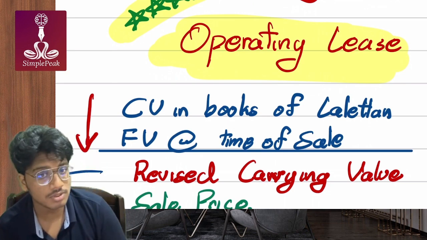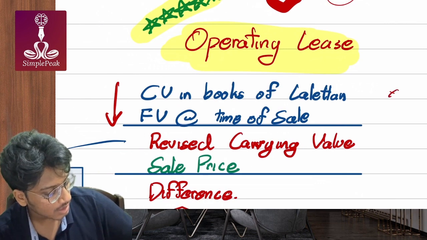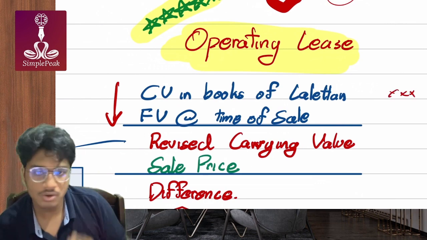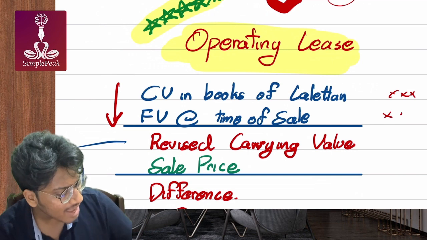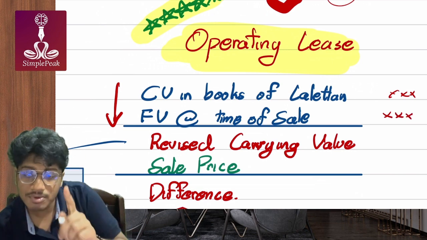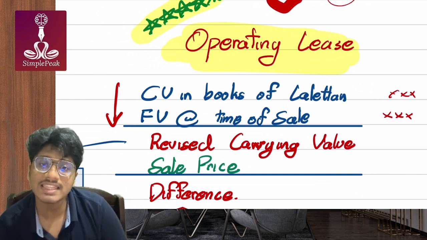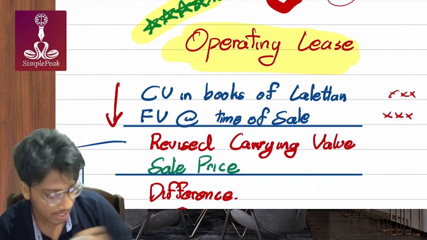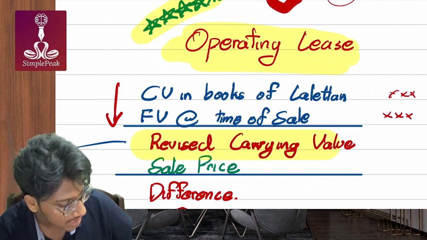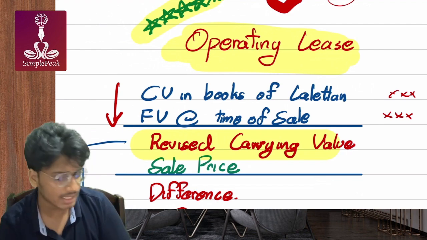Carrying value in the books of the seller, you know the value. Then the fair value at the time of sale will also be given in the question. At the time of sale, what is the fair value of that asset? Whichever is lower is your revised carrying value. Revised carrying value is the lower of the carrying value in the books of the seller and the fair value at the time of sale.